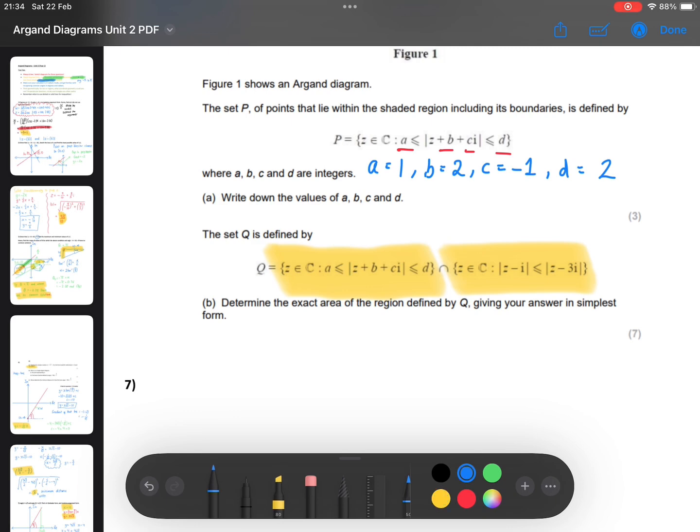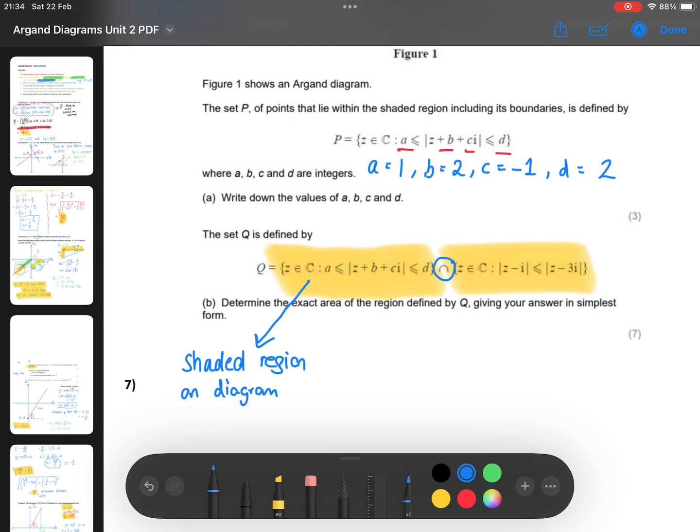So we've been told that the set Q is defined by the region where this first one and the second one are both satisfied simultaneously, and we need to determine the exact area of the region defined by Q, giving our answer in the simplest form. So this bit here tells us that we're only looking at parts in the shaded region on the diagram that they gave to us.